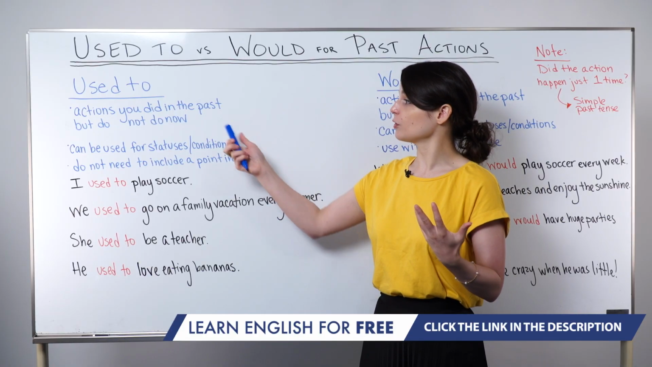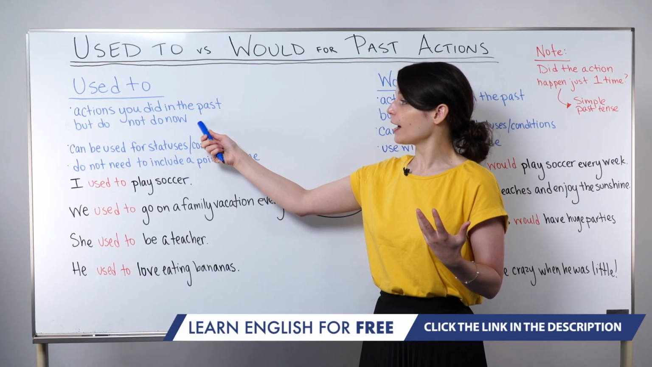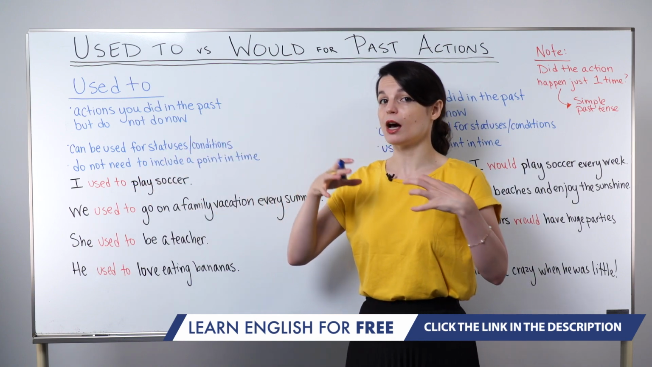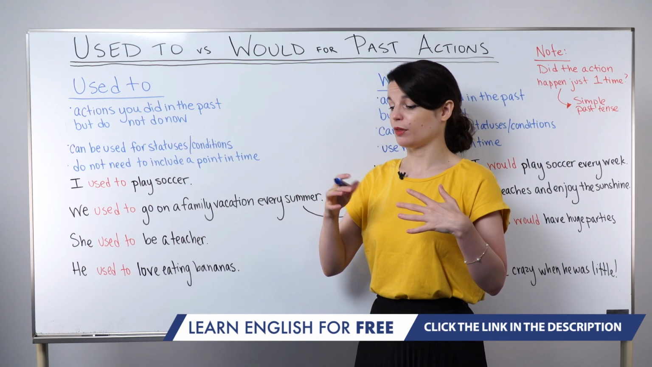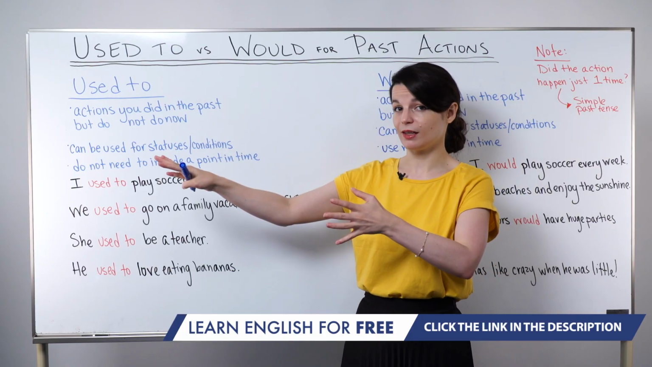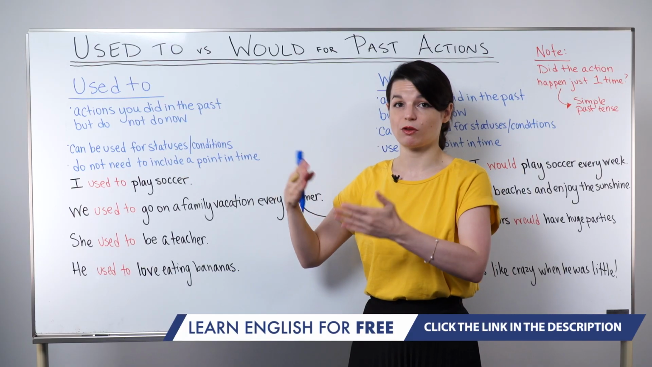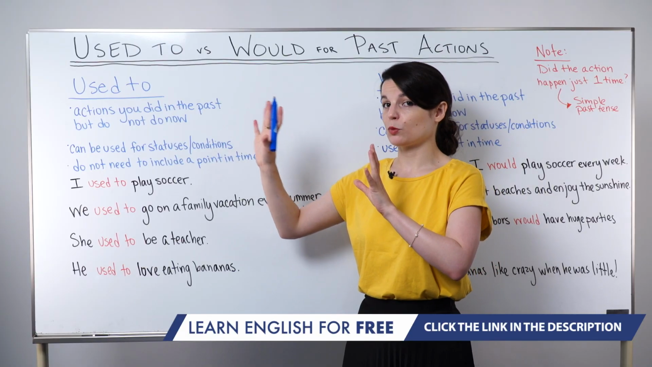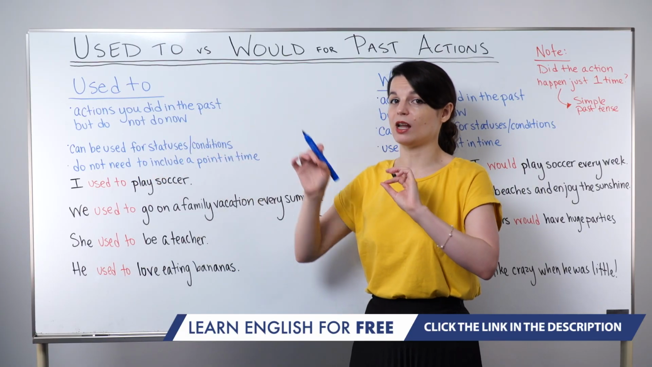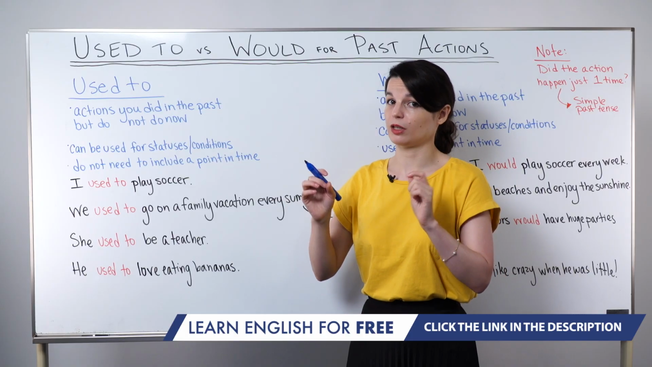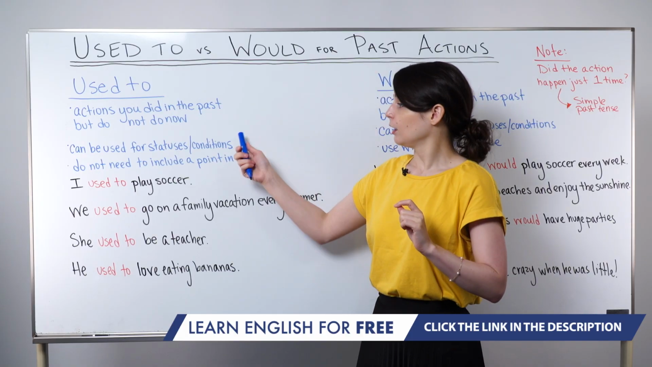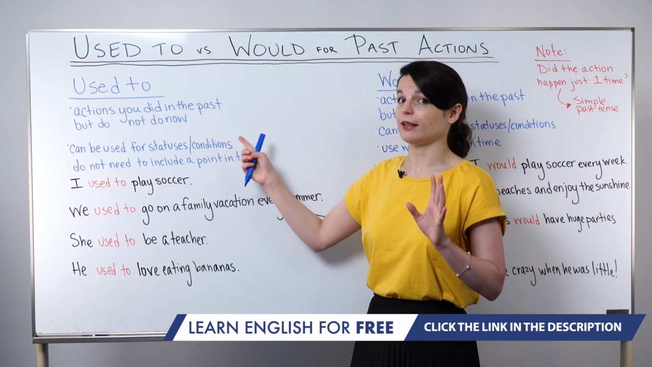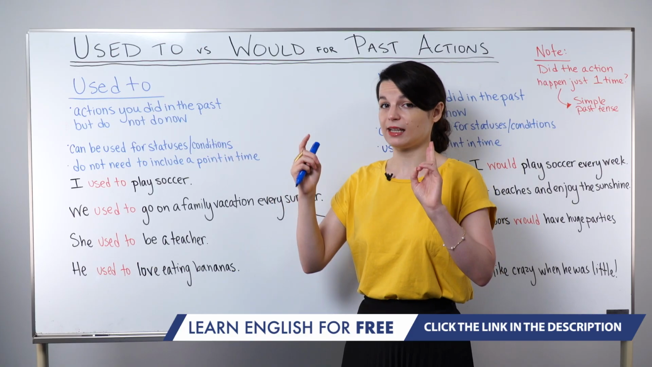We use used to and would for actions you did in the past, but you do not do now. These can be actions very far in the past, or actions from a few months ago, but this is key: it's something that was true in the past that is not true at the current time. So you can use this to talk about lots of different things, including statuses and conditions.